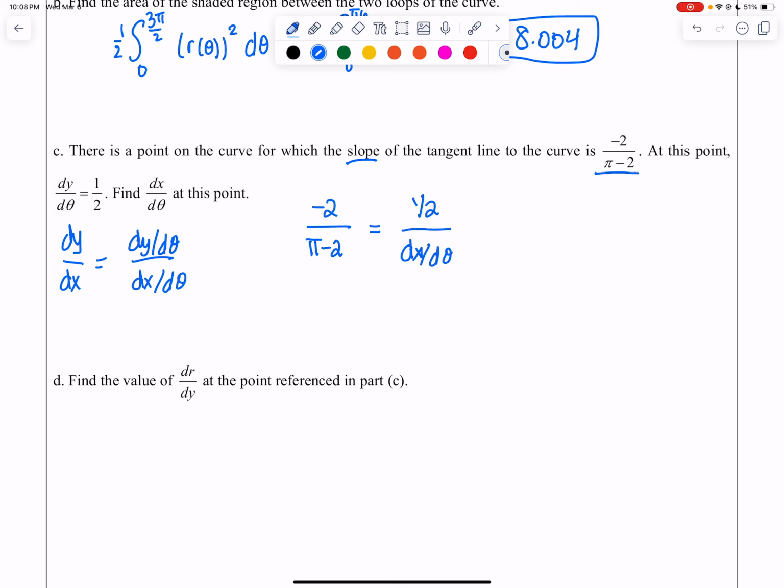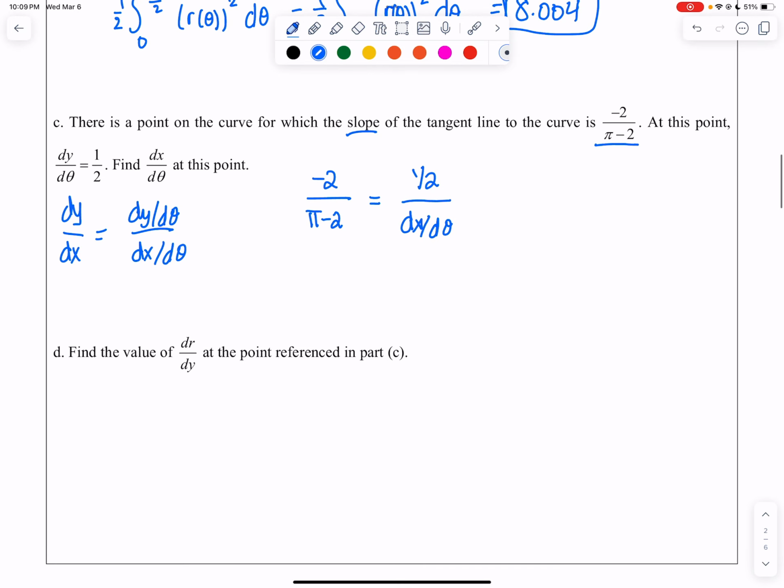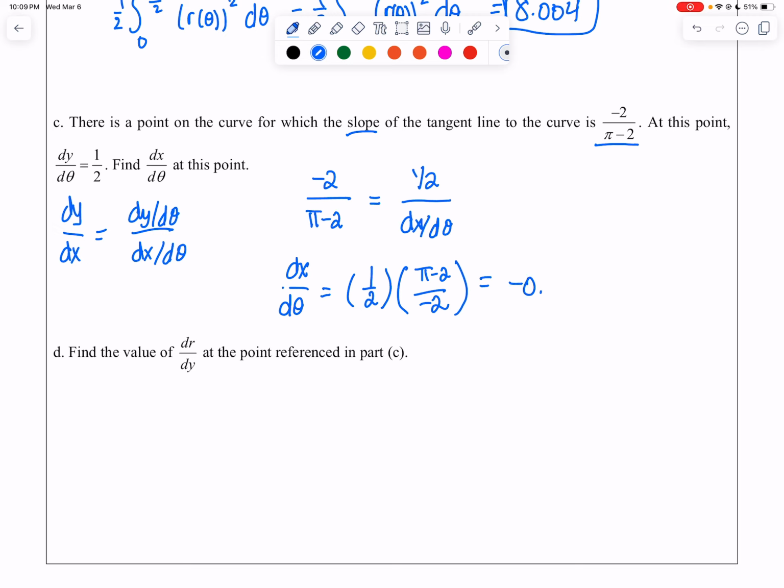In order to solve for dx d theta, I'm going to multiply by dx d theta, and then I am going to multiply by the reciprocal of -2 over pi minus 2. That right here gives us dx d theta. And all you have to do here is just put this into the calculator and call it a day in terms of what that is, and that's going to be -0.285.